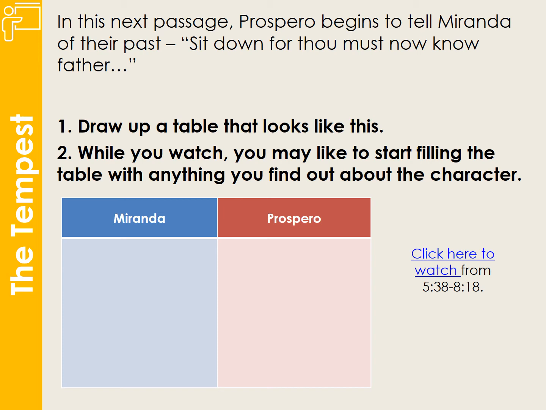So before you start watching the next part of the play, I'd like you to draw up a table that looks a bit like this one. So 2 columns, one with the title Miranda and the other side with a caption Prospero. Now, the ultimate aim of this is that once you've watched the next part of the play, you will have a list for each character of things you know about them, facts you find out about Miranda and facts you find out about Prospero. So while you watch, you might like to start filling this in as you go. That would be perhaps a better thing to do in terms of time, but if you'd like to, you can just watch it first and then fill it in after you've seen the scene.